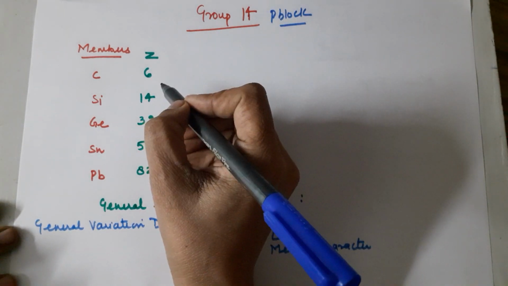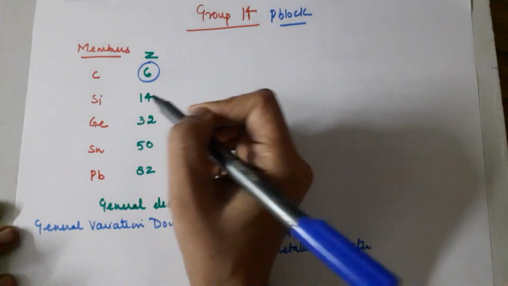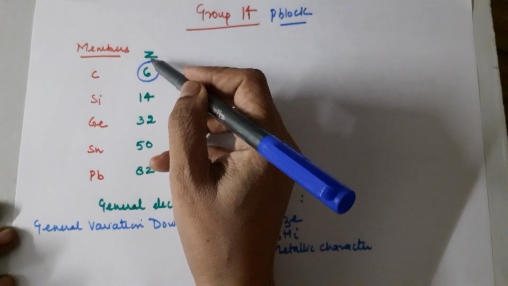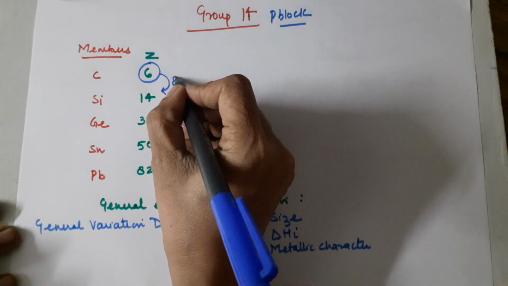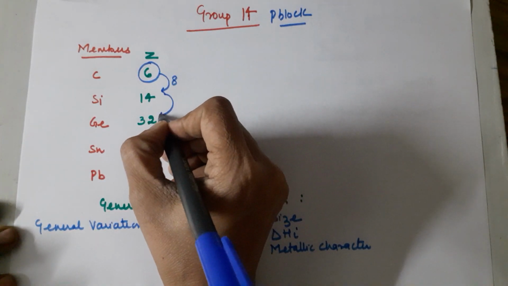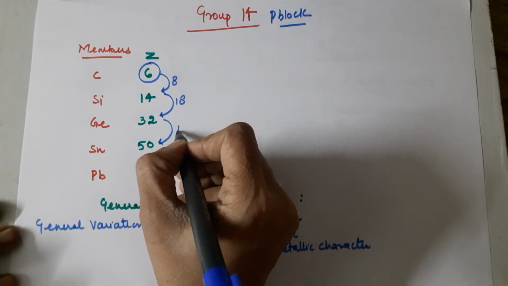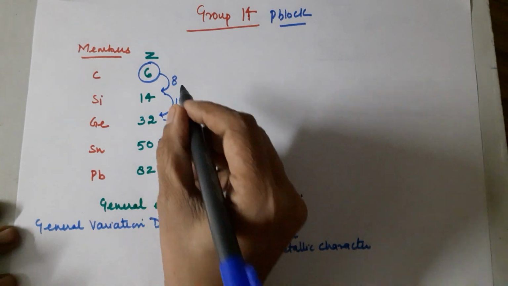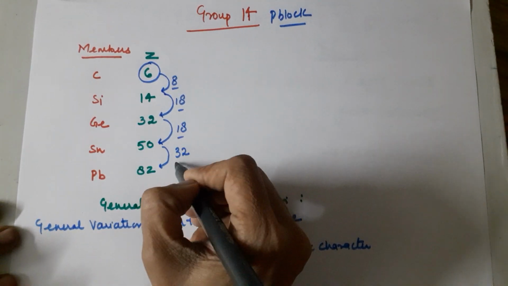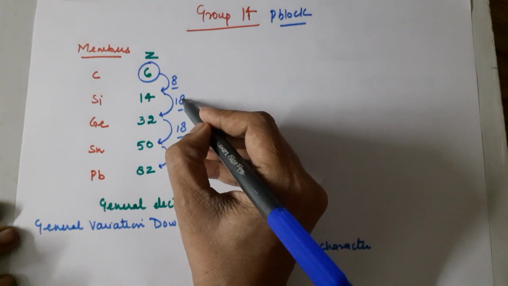Now moving to the atomic number. Each one of you definitely knows that carbon has an atomic number of 6. After this, if you know the order, there is no need to learn the atomic number. You go from here to here, just add 8. You go from here to here, add 18. Again go from the next member, again add 18. And finally you add 32. These are known as the magic numbers to come to the next member of each and every group.